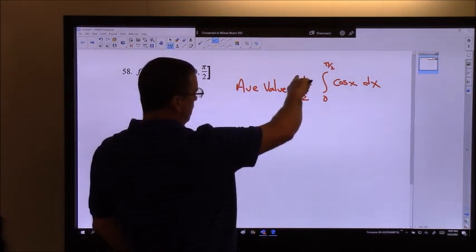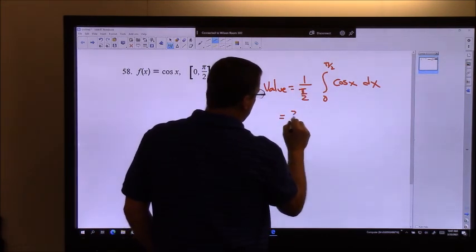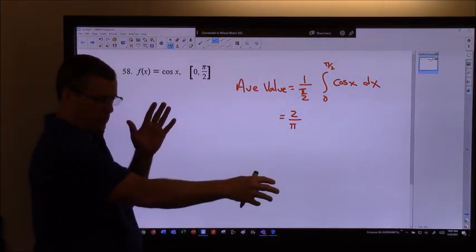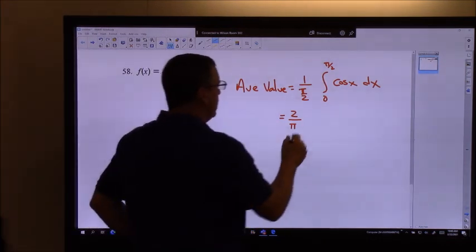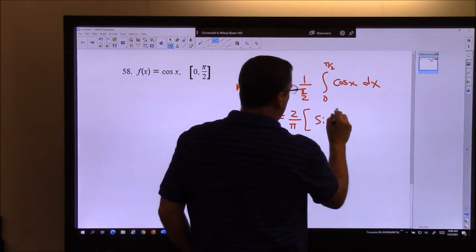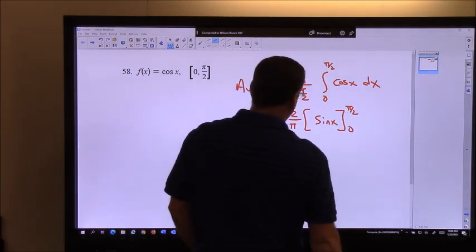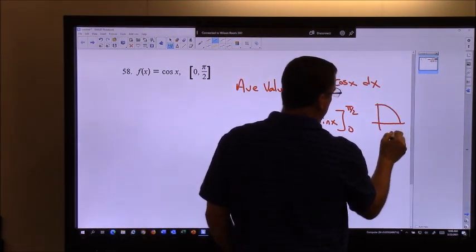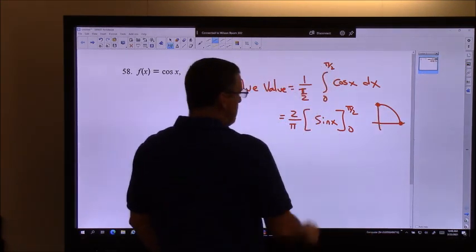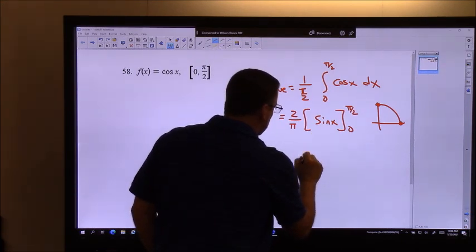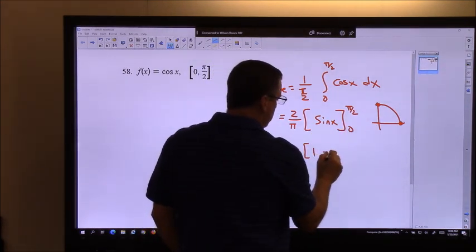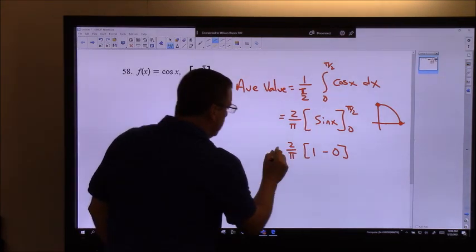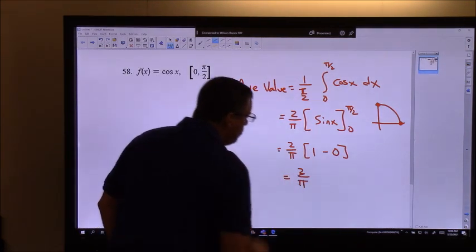So to divide by a fraction, I'm just going to flip that over, so that'll become 2 over pi. Integral of a cosine, let's see, I would have taken the derivative of a sine to get to a cosine. So the integral of a cosine is a sine of x. And I'm evaluating that from 0 to pi over 2. So if we think unit circle, there's 0, there's pi over 2. The sine of pi over 2 is 1. Sine of 0 is 0. And I've got 2 over pi times 1. So my average value is 2 over pi.